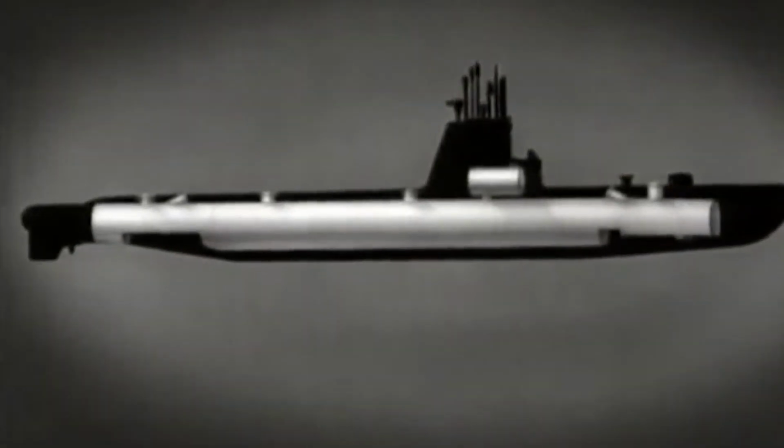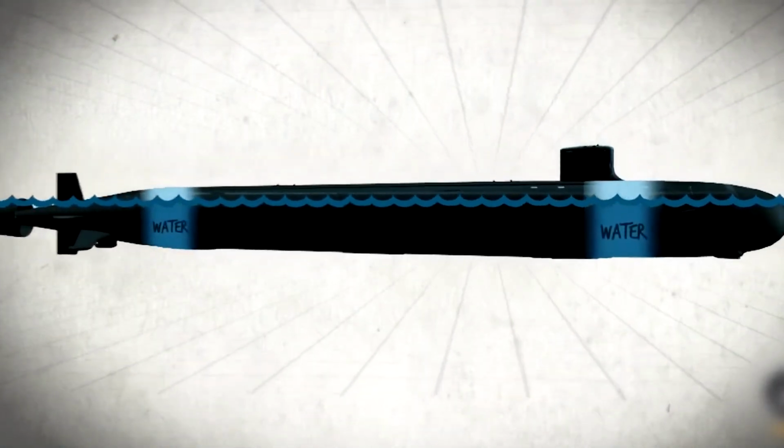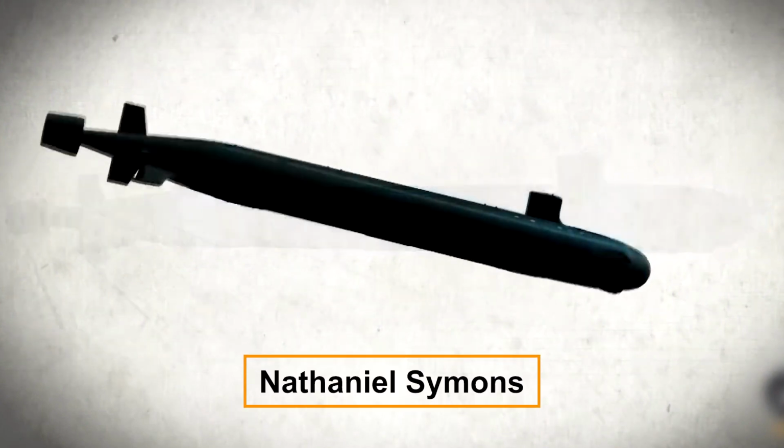Having the ability to alter their buoyancy, submarines are able to sink or rise in the water depending on their environment. In the past, this was accomplished with the assistance of air and water pumps. However, a scientist by the name of Nathaniel Simmons did something that completely changed the game.